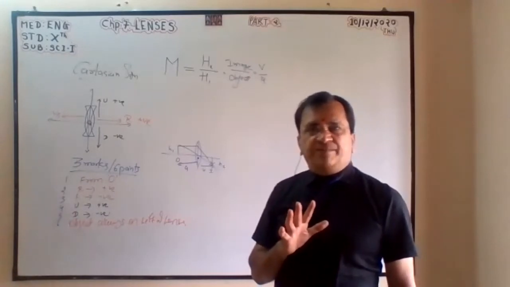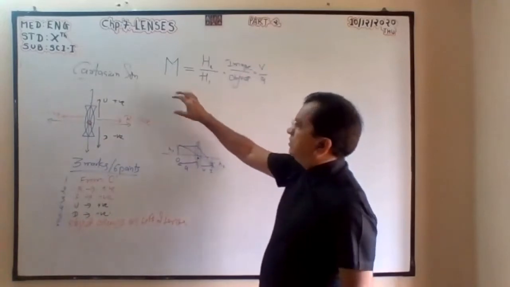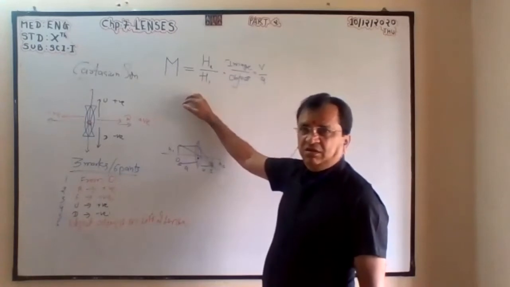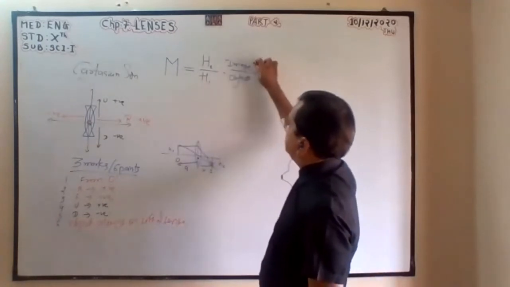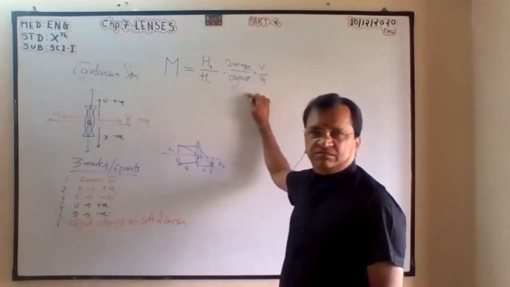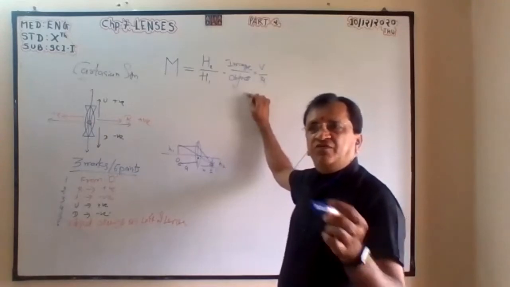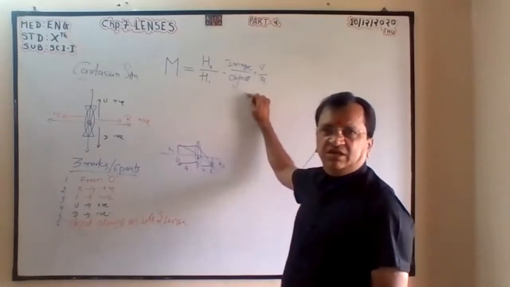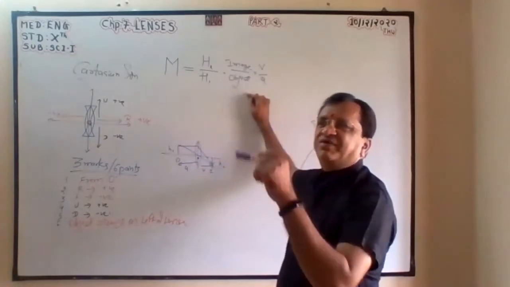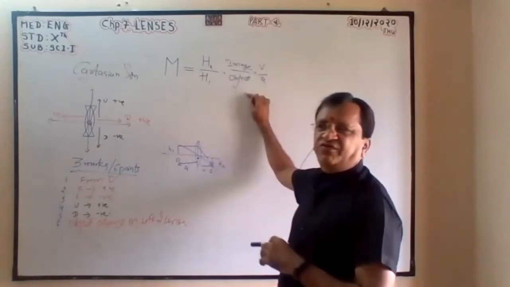Follow? So, definition of magnification: comparison of image with respect to object, that is magnification. Comparison of image with whom? Object. Compared to this it is double, so magnification is double. Compared to this it is half, so it is 50% diminished.